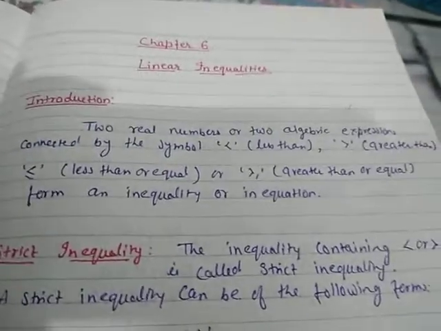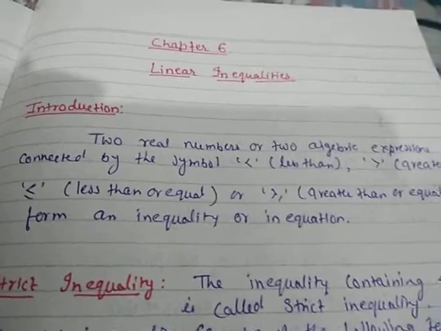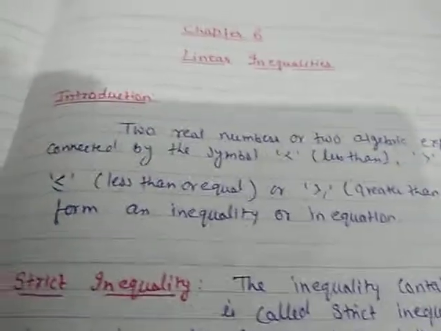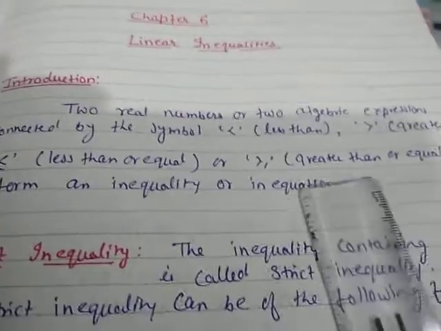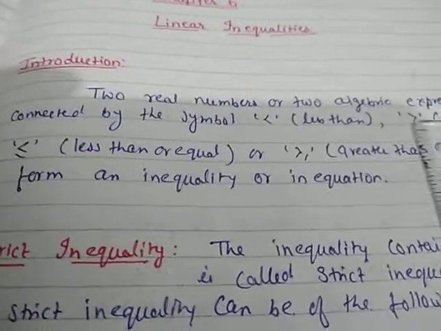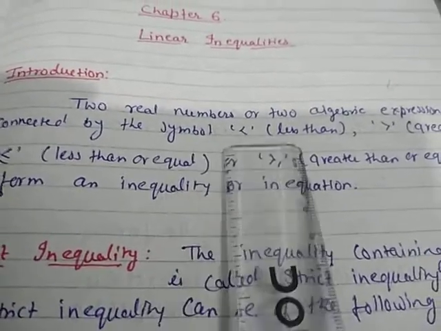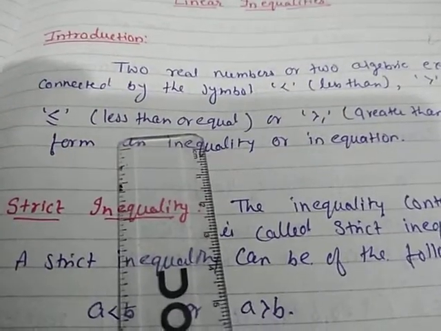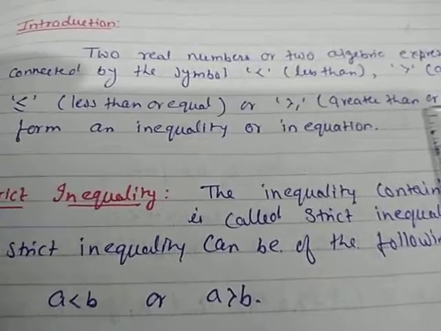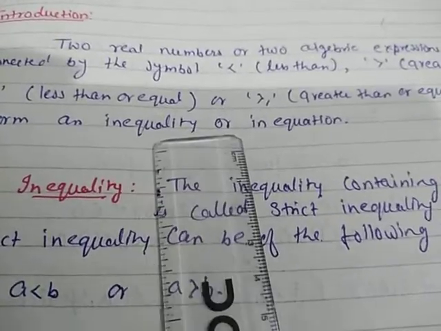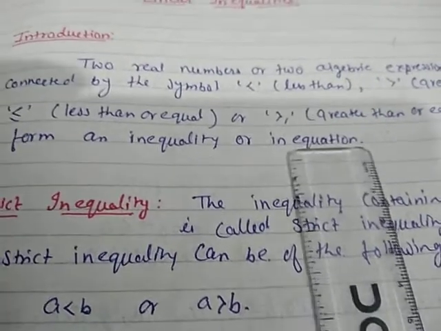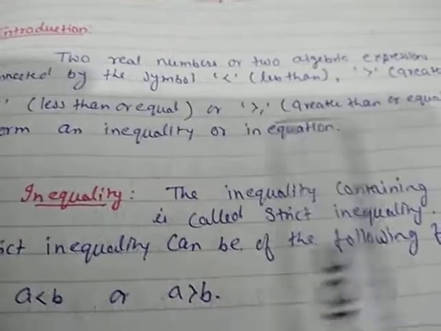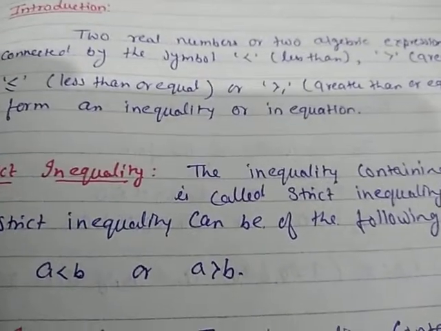Children, in this video I am going to explain chapter 6, that is linear inequalities. Now the introduction part: two real numbers or two algebraic expressions connected by the symbol less than, greater than, less than or equal to, or greater than or equal to form an inequality or inequation. That means the terms associated with these four symbols are called inequalities.